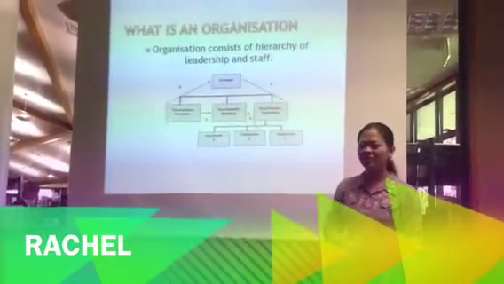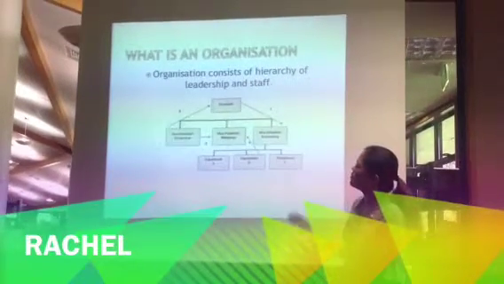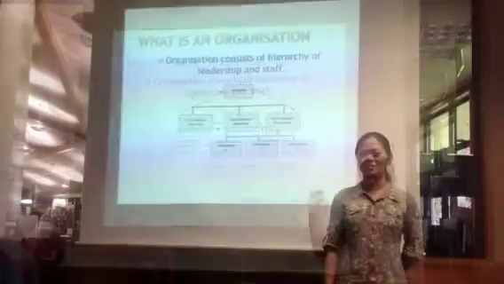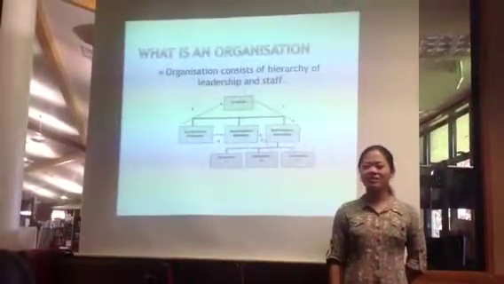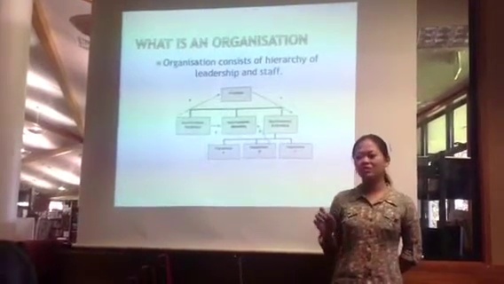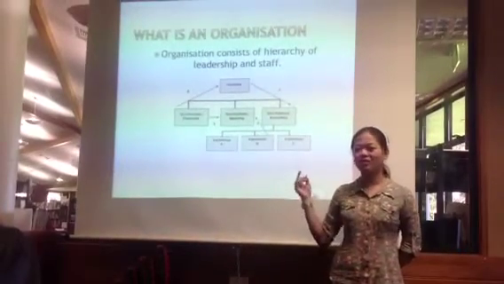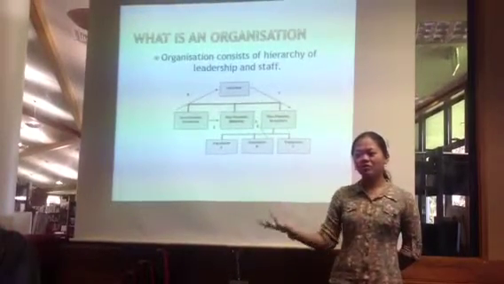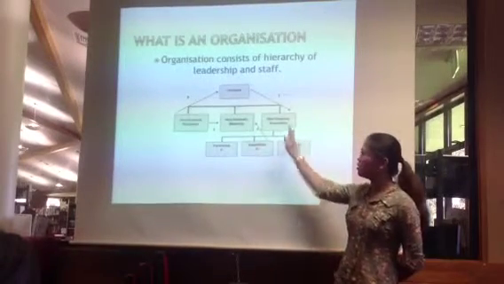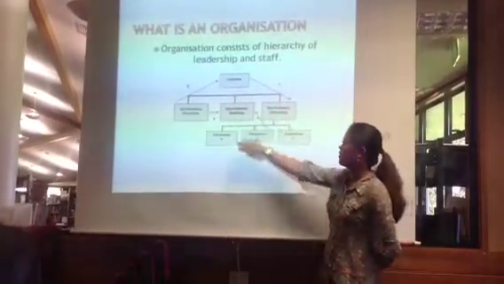Hi, my name is Rachel, and I'm here to discuss what is an organization. So an organization consists of a hierarchy of leadership and staff. A hierarchical organization is an organizational structure where every entity in the organization except one is subordinate to a single other entity. In an organization, the hierarchy usually consists of a singular or a group of power at the top with subsequent levels of power beneath them.